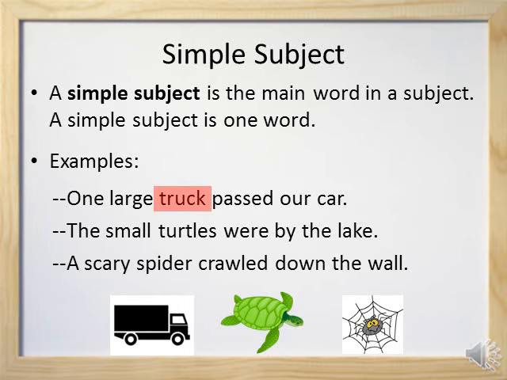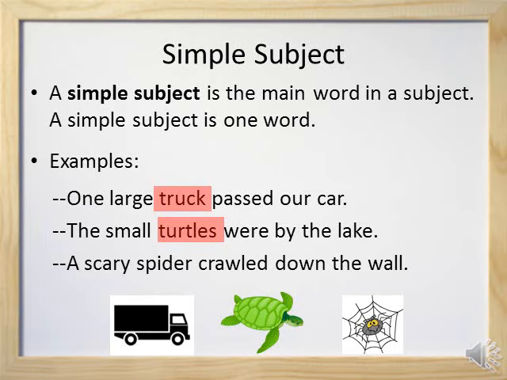Next, the small turtles were by the lake. What word shows the action of this sentence? Were. So who or what is doing that action? Who or what were by the lake? Turtles. Turtles is the simple subject of this sentence.